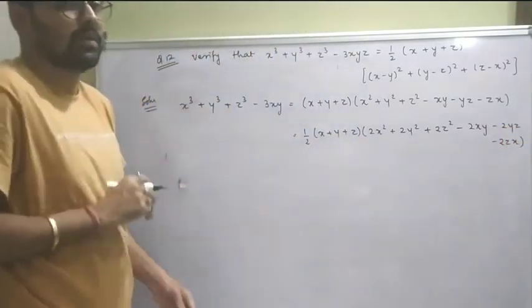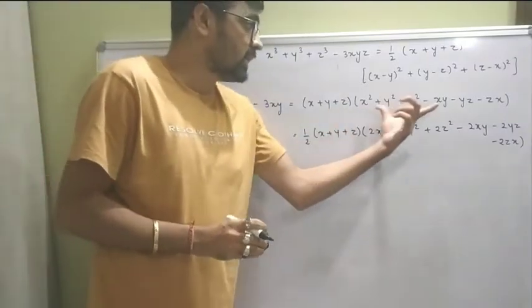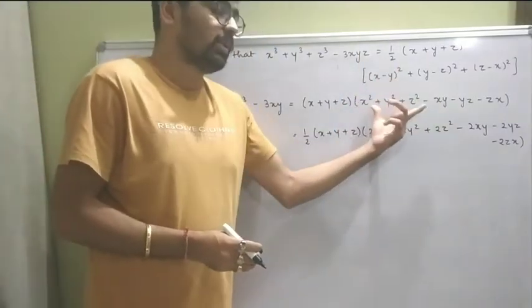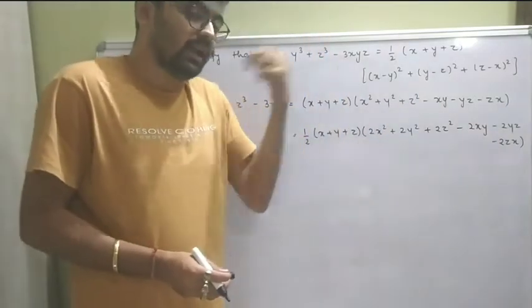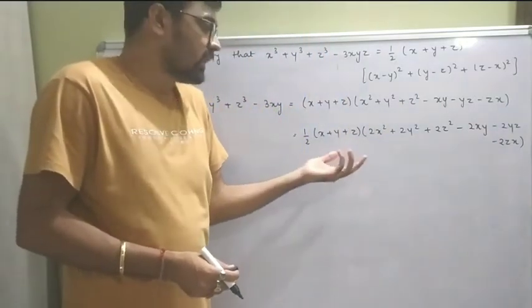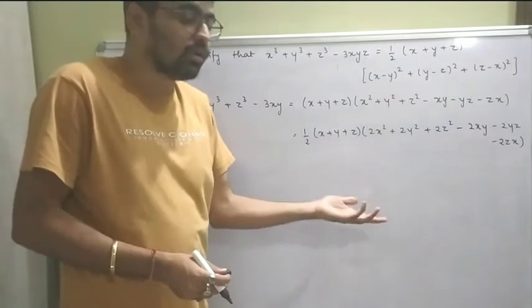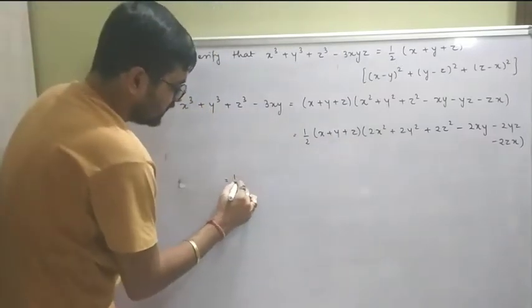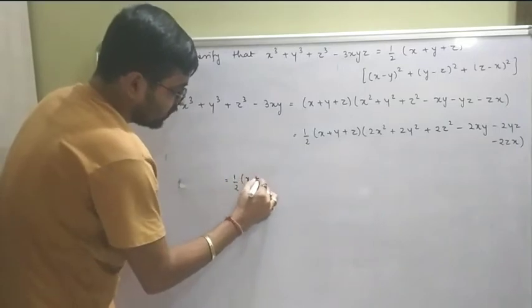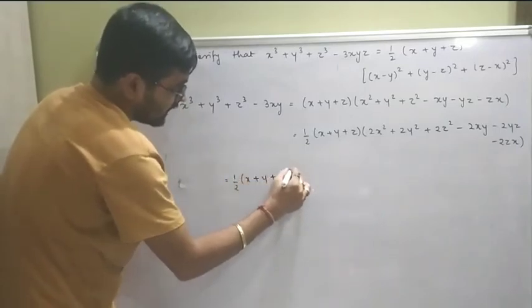That's how this bracket becomes. Why? Because we have multiplied this bracket with 2, and if I multiply with 2, all the terms should be multiplied by 2. And if I have multiplied that by 2, that means I have to divide it by 2. So that's why half is over here. Let me bring that this side. So 1 by 2 into x plus y plus z.